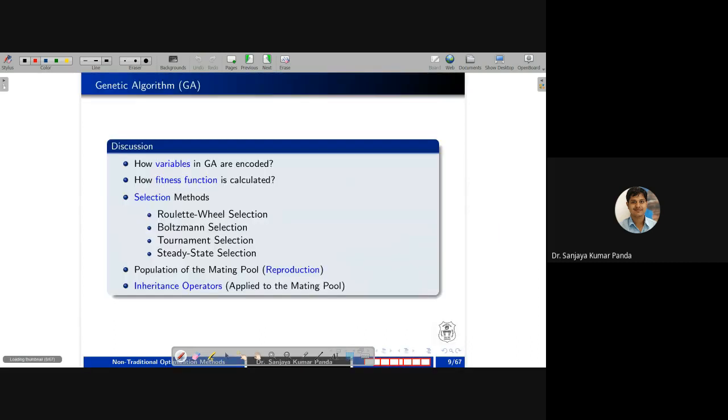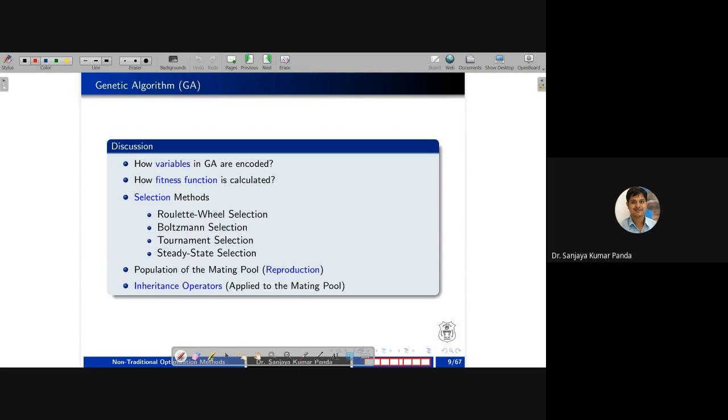Now, if you are talking about the genetic algorithm, there are some important discussions, right? First one is, in order to represent your problem in genetic algorithm, first you need a set of variables, right? So how are these variables in genetic algorithms encoded? The very first phase of genetic algorithm is called encoding.